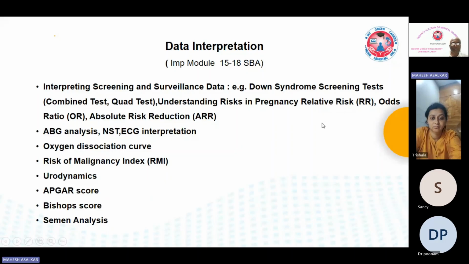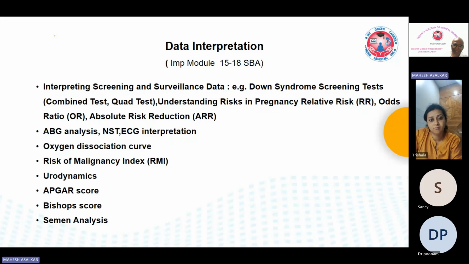So next is data interpretation. This is paper 2 we are discussing. We have covered 6 modules in paper 1 and 6 modules in paper 2, and we have also covered the different types of concepts asked in each paper. In data interpretation, they are asking about interpreting screening and surveillance data like Down syndrome screening tests, the combined test, quadruple test, understanding risk in pregnancy, relative risk, odds ratio, absolute risk reduction, etc. ABG analysis questions are there.